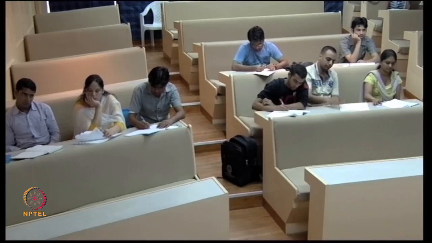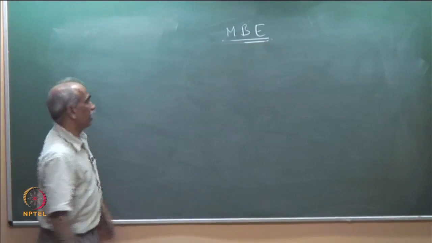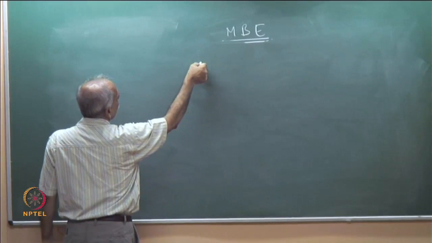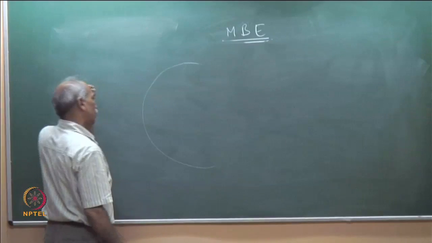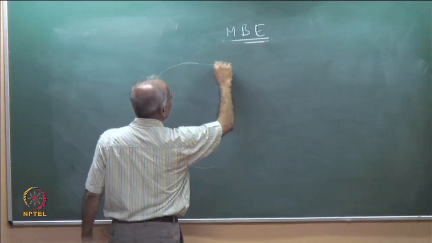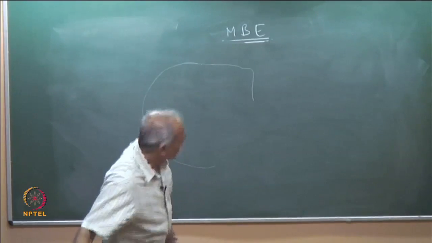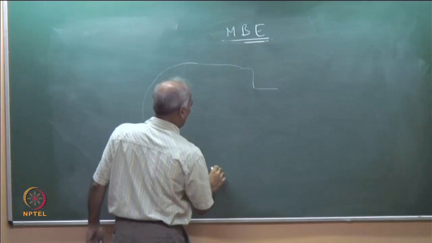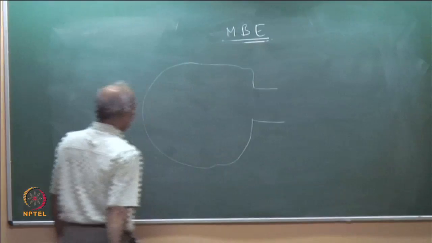Molecular beam epitaxy means there must be atomic beams which come to form molecules directly on top of the substrate. So the chamber involves something like this. Let me draw it approximately. I probably like drawing, that is why I want to draw this.